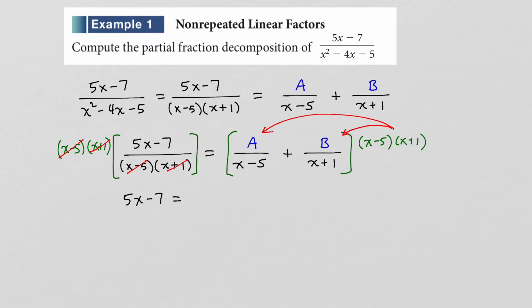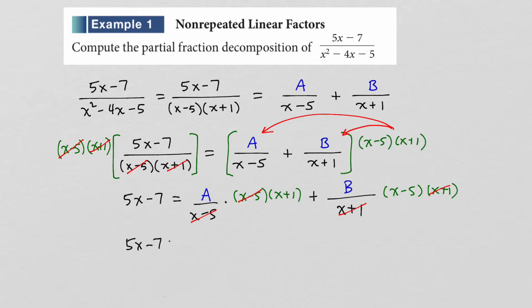On the right-hand side, we're going to distribute these factors to each one of these. And when we do that, we get the following. And what happens when you distribute is you're going to get some cancellation. So here the x minus 5 will cancel, and here the x plus 1 will cancel. And we end up getting 5x minus 7 is equal to a times x plus 1 plus b times x minus 5.